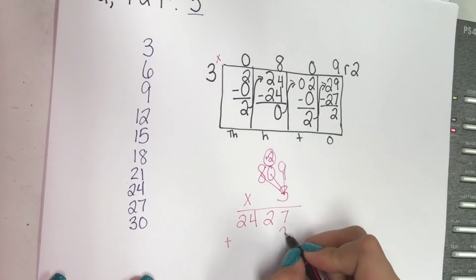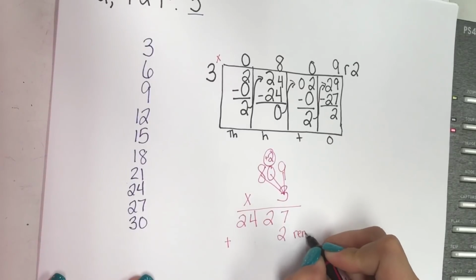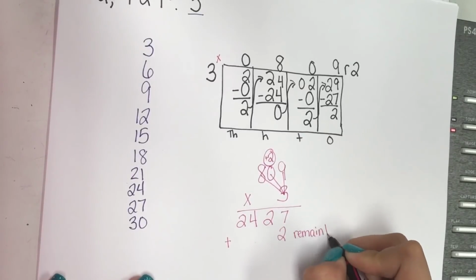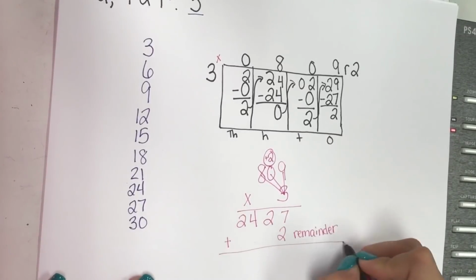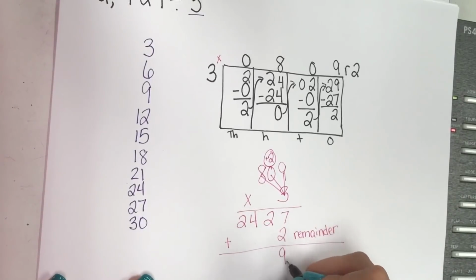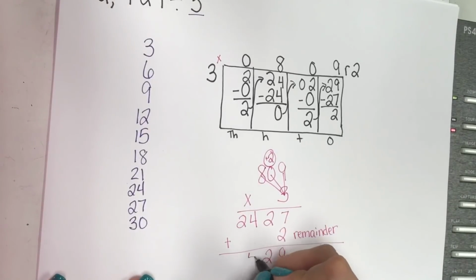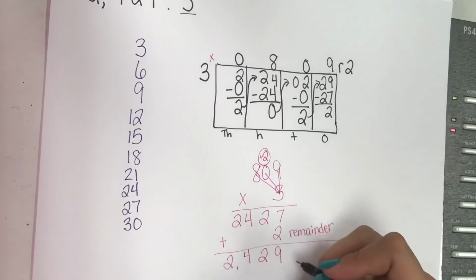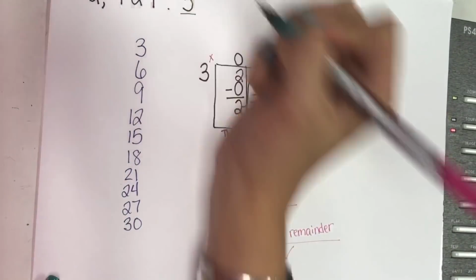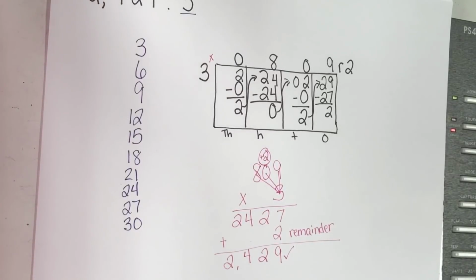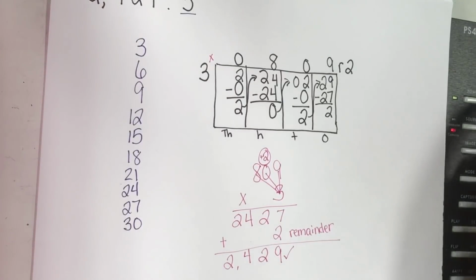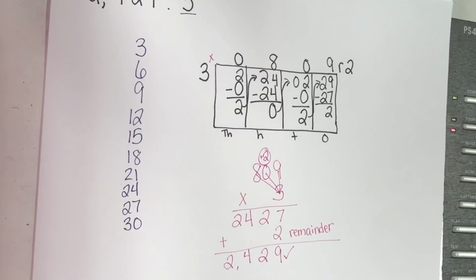I'm so glad you remember. 7 plus 2 is 9. 2 plus nothing's 2. 4 plus nothing's 4. 2 plus nothing's 2. Now do I have the right answer? Yes. Yay, we all get 100.